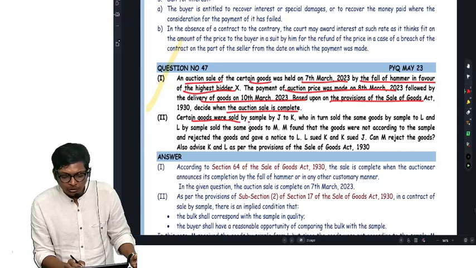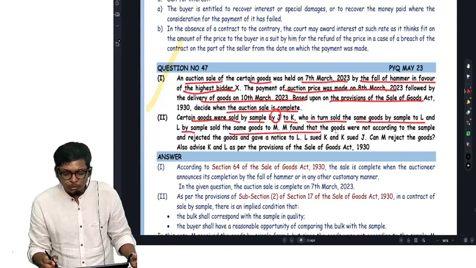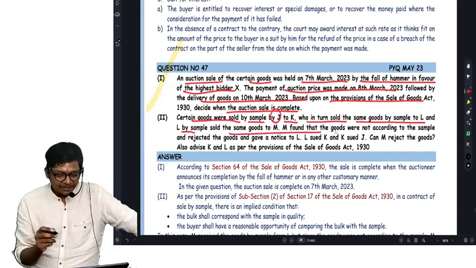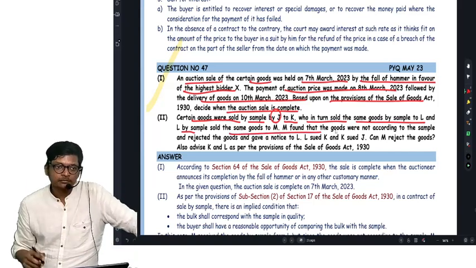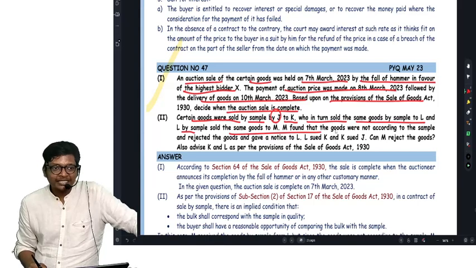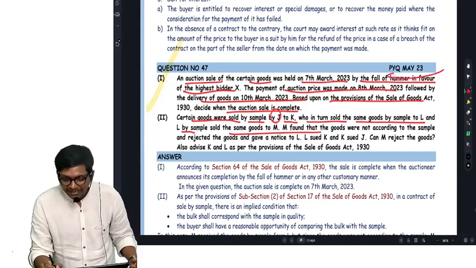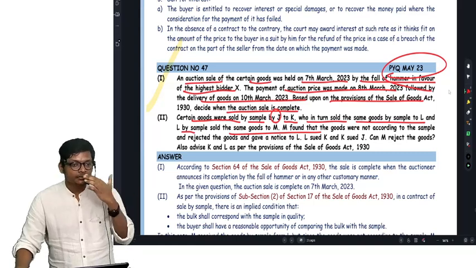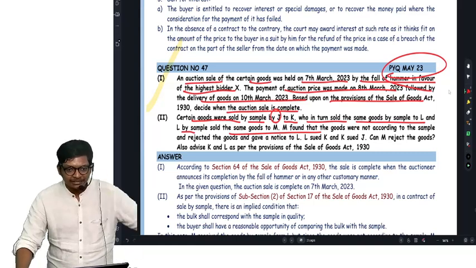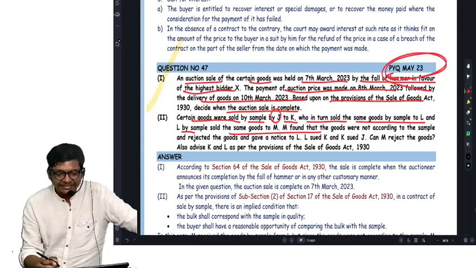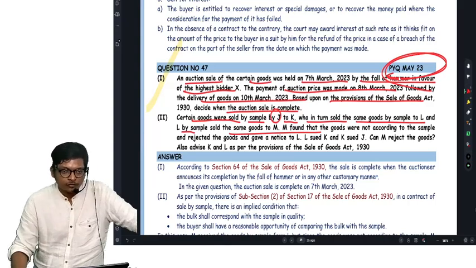Certain goods were sold by sample by J to K, who in turn sold the same goods to L by sample and sold it to M. The same question, but instead of ABCD, here it is JKLM. So the last party can claim cancellation, but previous parties can only claim damages. This was a past exam question in May 23. Are you following, guys? If a question has come in a past exam, it can easily repeat. Okay.